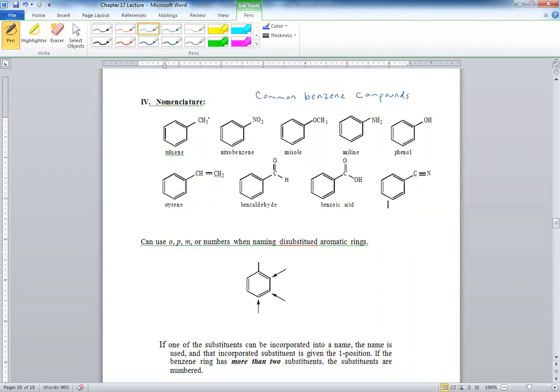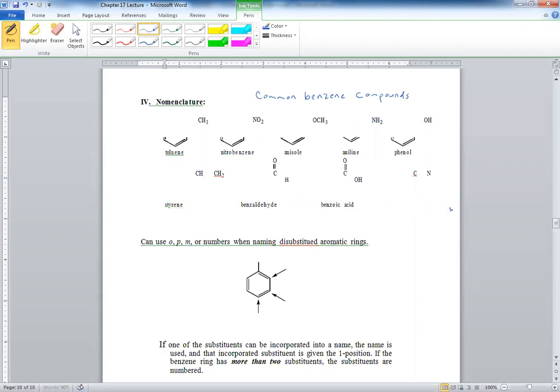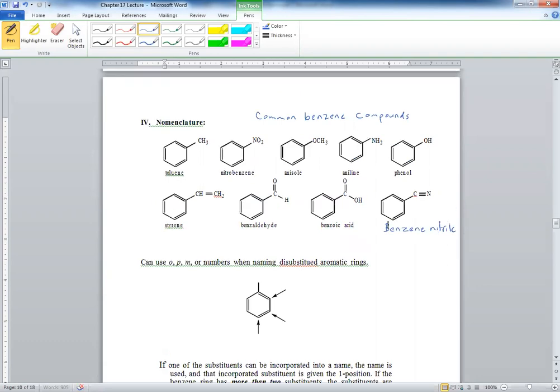Not a big deal. Toluene when you have a methyl group, nitrobenzene a nitro group, anisole when you have a methoxy group, aniline is when you have an NH2 group, an amine, phenol when you have a hydroxy group, OH, styrene, you have an alkene group, and then benzaldehyde an aldehyde group and benzoic acid, and then this one should be called benzene nitrile or sometimes benzonitrile. Either one can be used.